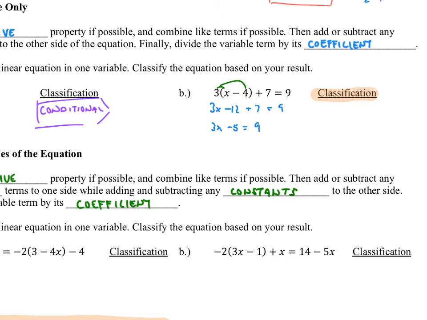Now I'm going to move on to SADMEP. Again, any subtraction addition to do, so I'm going to add 5 to both sides, which is 3x equals 14. And divide by 3. And so then I get x equals 14/3.